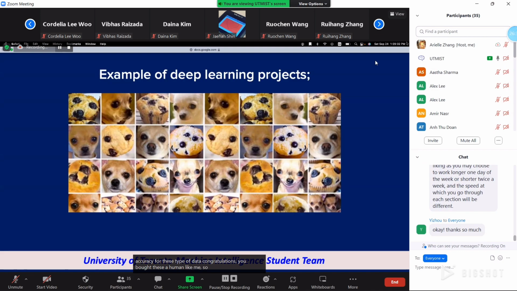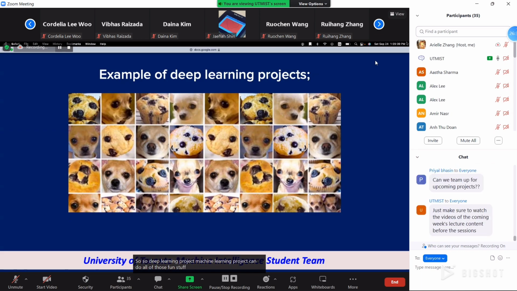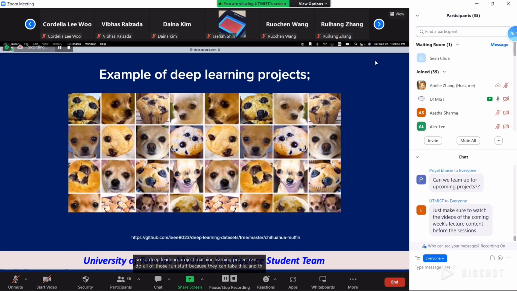So deep learning projects, machine learning projects can do all of those fun stuff because they can take this and basically classify it. And that's one of the very first projects that we do: we're going to classify different types of diseases according to X-ray pictures. I think that's one of the very first project workshop collaborations, and it's going to be a really fun project.